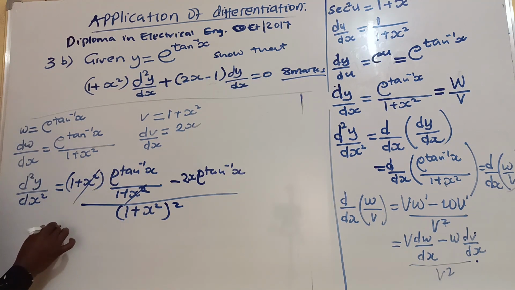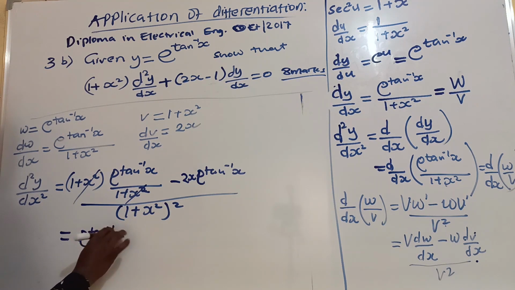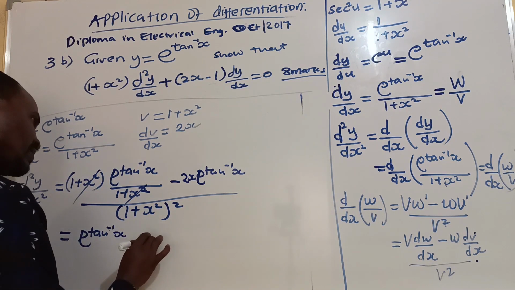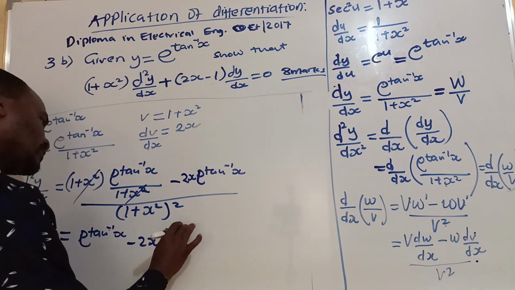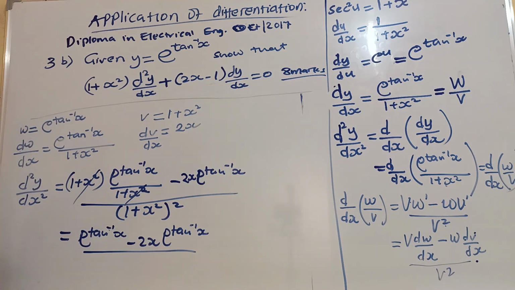Cancel. This is exponential tan inverse x. This one we have cancelled, minus 2x exponential tan inverse x all over 1 plus x squared. That is our second order derivative. We have our first order derivative.